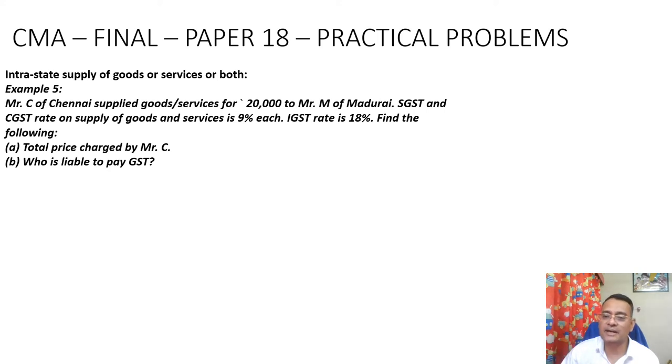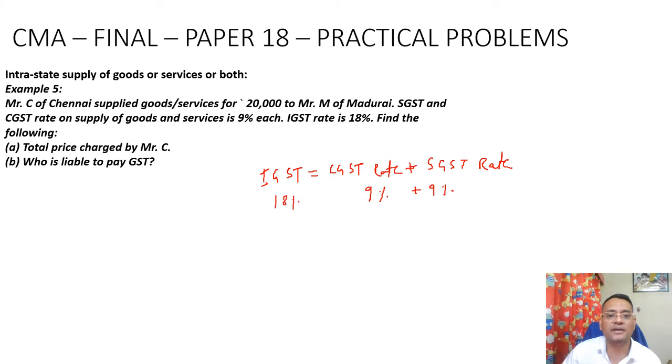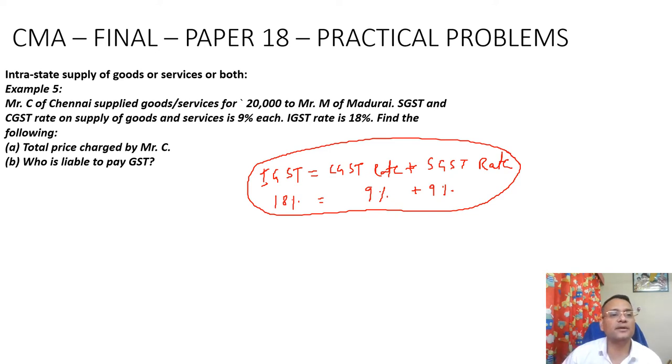The IGST rate is 18%. IGST will always be the total of the CGST rate plus the SGST rate. So 9% CGST, 9% SGST, IGST will be 18%. IGST is always the sum of the CGST and SGST rates. Okay, so in this case, find the total price charged by Mr. C. Mr. C is selling material from Chennai to Madurai.